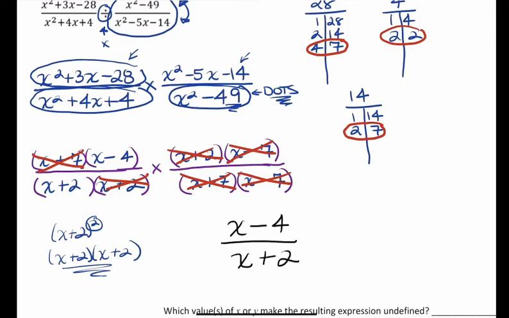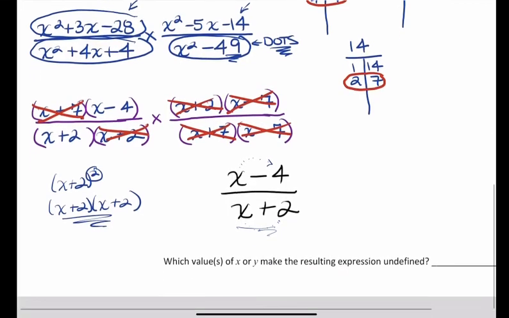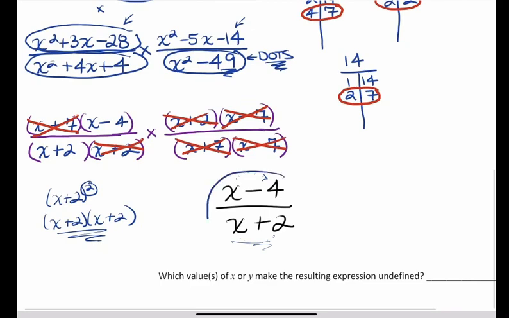Now, I didn't talk about this with the last example, but would it be okay if we canceled those x's here? No, that would not be okay. Do not cancel it that way. This x is connected to that 4 via subtraction. This x is connected to that 2 via addition. So the only thing that will cancel off that x is something else exactly like it, like x minus 4 in the denominator, or an x plus 2 in the numerator. But that's it. In terms of what we just did, we have simplified that as much as possible.